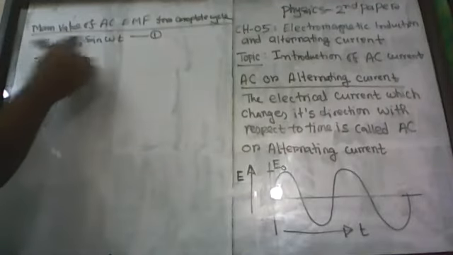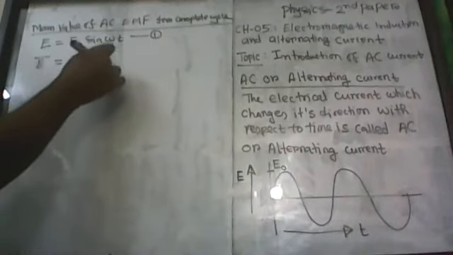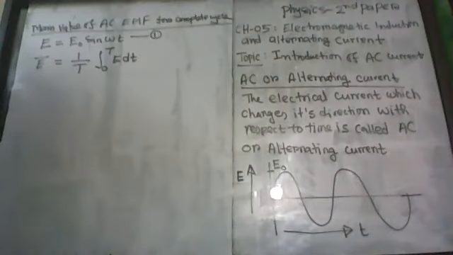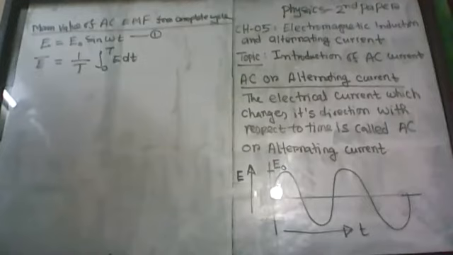It will equal 1 by capital T, integration from 0 to T, of E dt. So this is the formula: how can we find the average value of AC current for the case of a complete cycle? And here T is the time period, the required time to execute a complete cycle. Now, by solving this equation, I can calculate the average value of this AC current.